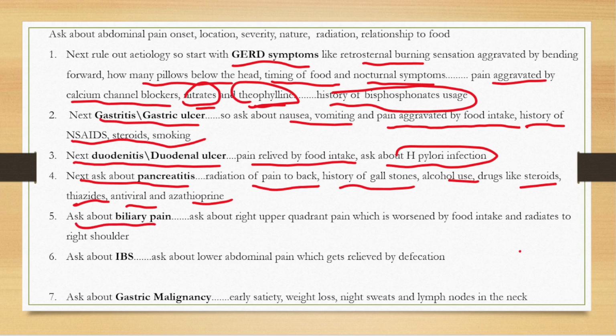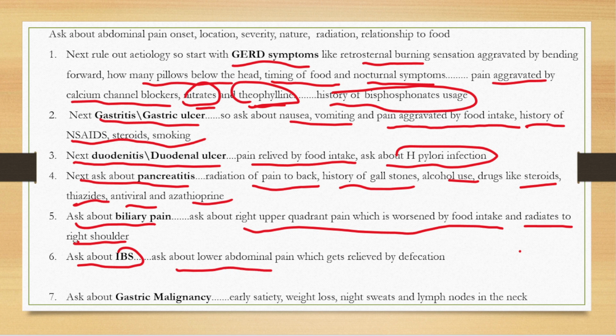Ask about biliary pain. Ask especially if you have right upper quadrant pain which is worsened by food intake and radiates to the right shoulder. That will point toward gallstones, cholecystitis. Ask about IBS, irritable bowel syndrome. Ask about lower abdominal pain which is relieved by defecation. If it is the case, maybe the patient is having dyspepsia because of IBS.